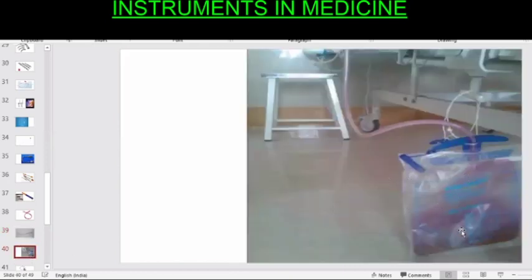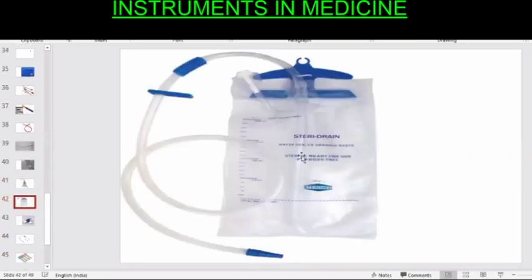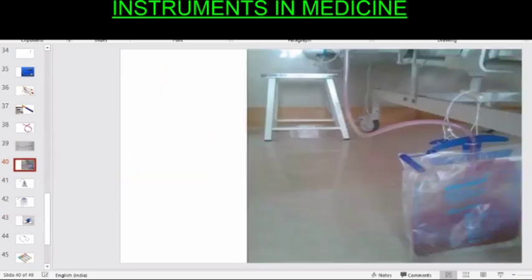So what is this? This is not a water seal. The water seal I will show in a different picture. This is also not a water seal. So this is a water seal. But first let us discuss this. This is a simple Urosac, a urine collection bag or drainage collection bag.